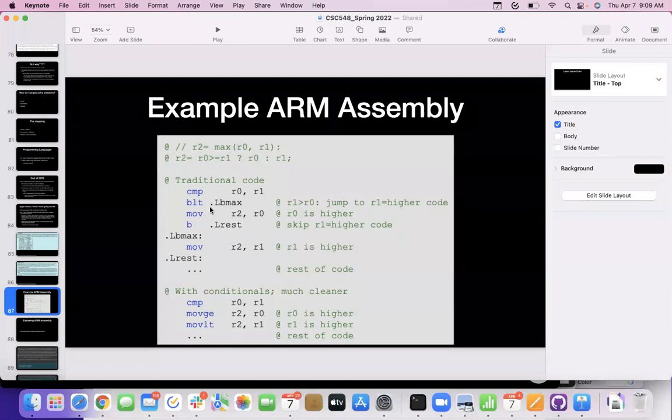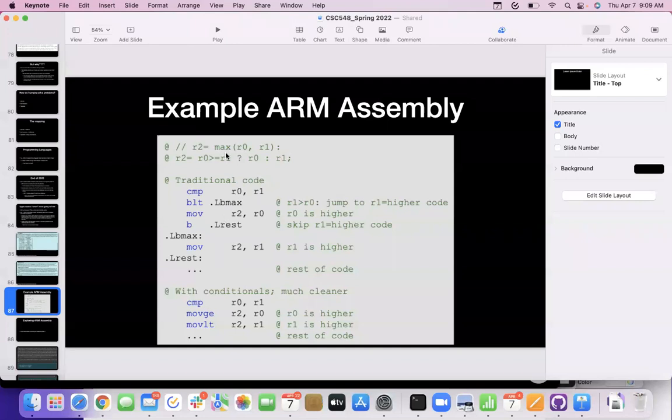Otherwise, if we didn't branch to less than, then we moved R0 into R2. So our final answer is sitting in R2. We either hit this line, where we moved R0 into R2, or we hit this line, where we moved R1 into R2, depending on which of those two values was the larger value. And this thing we're looking at right here is the page that's going to help you with the homework assignment.